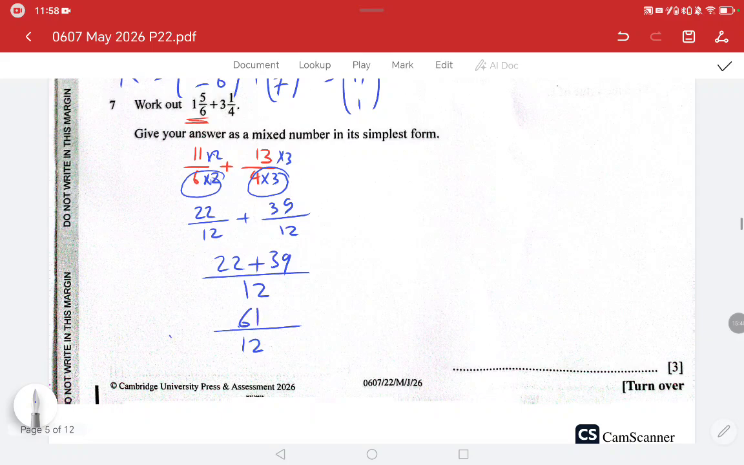Now they said, take care about this: give your answer as a mixed number. If you just leave it this way, you will lose 1 point. So to make it mixed, 12 times 5, which is 60, plus 1, this is 61. So the answer is 5 and 1 over 12.